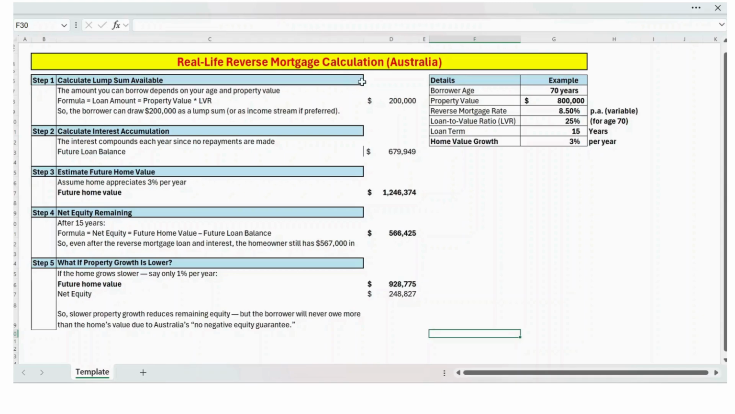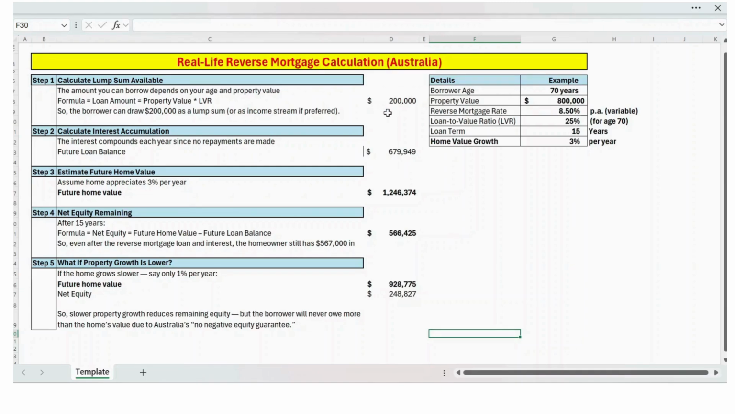Are you an Australian over 55, asset rich but cash poor? Do you own your home but worry about having enough money for retirement? You might have heard of a reverse mortgage, but how do they actually work? And more importantly, how much will it cost you in the long run? Today, we're breaking down a real-life reverse mortgage calculation.